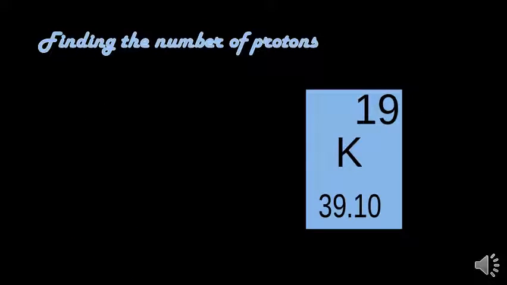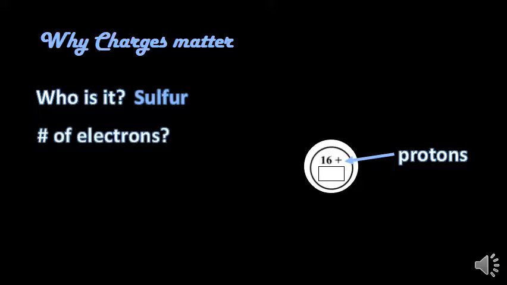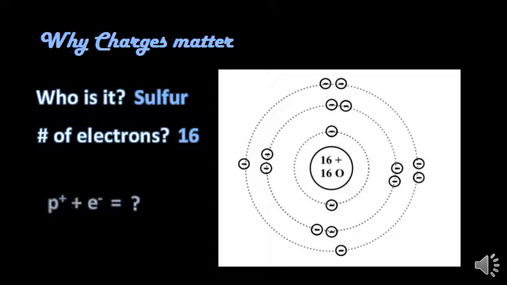Take a look at potassium. How many protons does it have? That's right, 19. Again, it is the one that is lesser in value than the other. Take a look at this. This guy has 16 protons. Look at your periodic table. Who has 16 protons? It's sulfur. And sulfur also has 16 electrons.